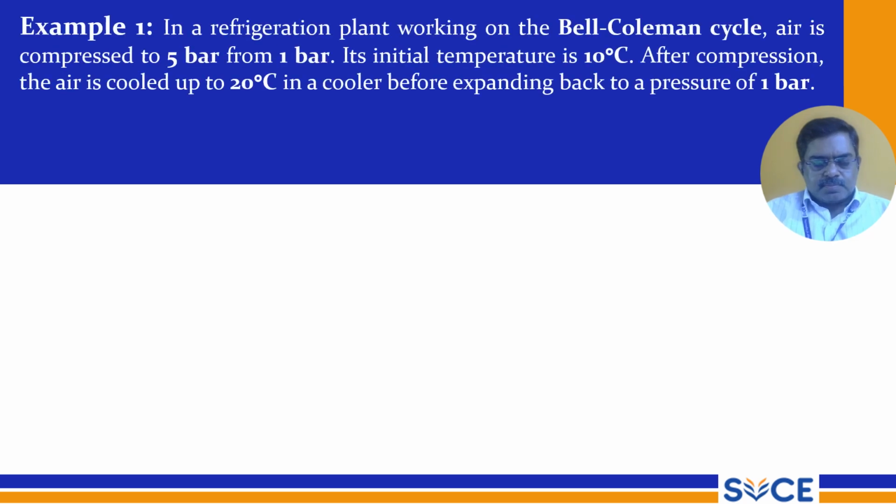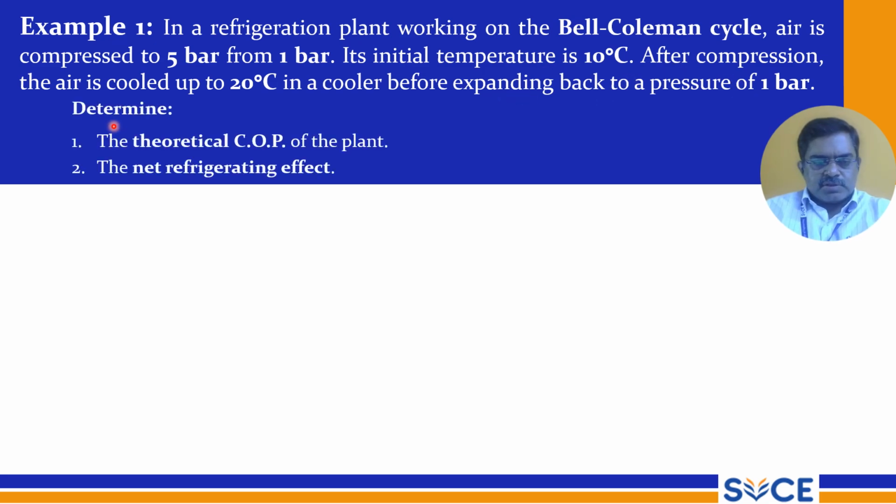So, first problem, in a refrigeration plant working on the Bell-Coleman cycle, air is compressed to 5 bar from 1 bar. Its initial temperature is 10 degrees Celsius. After compression, the air is cooled up to 20 degrees Celsius in a cooler before expanding back to a pressure of 1 bar. So in this, we have to determine two parameters. One is the theoretical COP of the plant, the net refrigerating effect.